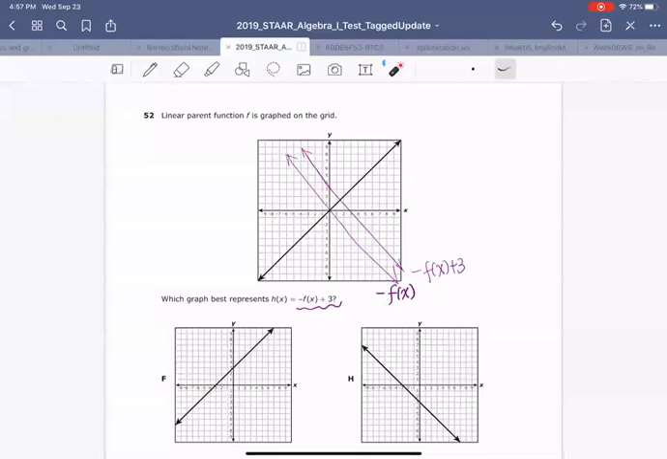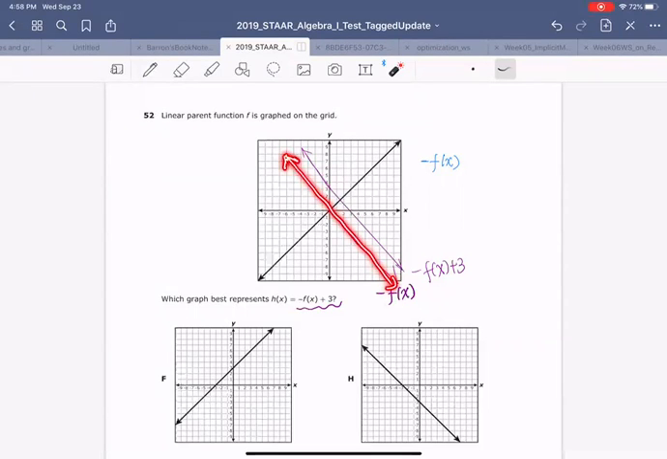What does this mean? If this is f(x), which is a parent function, and you put a negative in front of f(x), that is a reflection over what? You have f(x). If you put a negative in front, you are going to do the reflection over the x-axis. Does that make sense to you? Yes. Okay. So you have a reflection over the x-axis, so it becomes this, right?